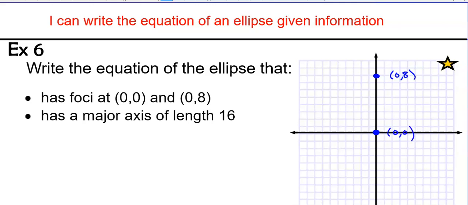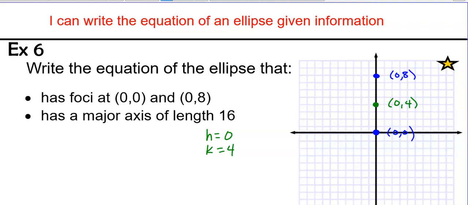Now, before I even keep going, I'm going to add the center. The center is always going to be exactly halfway between your foci. So our center is going to be at (0, 4). And that's important information because that's going to give us our h and our k. So actually, I'm going to write that down right away. h is 0 and k is 4. Okay, then we can keep going.